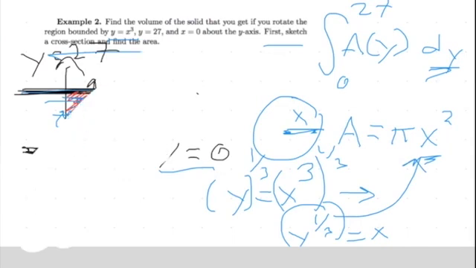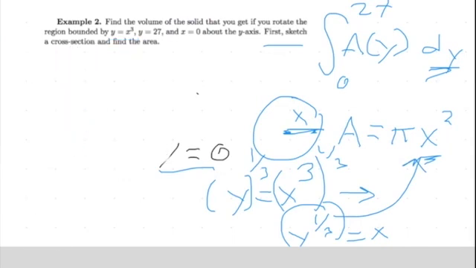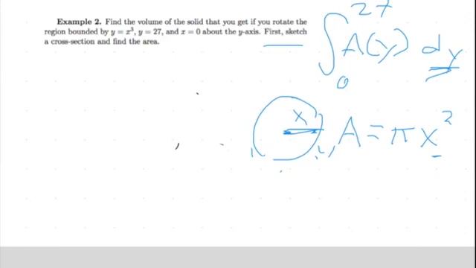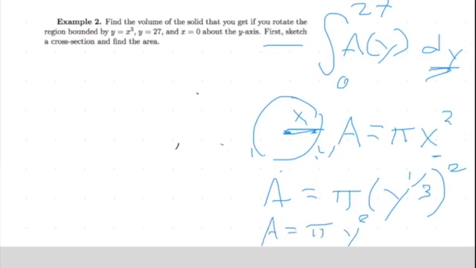The result of all that is that the area function in terms of y is going to become A equals pi times y to the 1/3 squared. So the area is pi y to the 2/3. So I'm looking at the integral from 0 to 27 of pi y to the 2/3 dy.